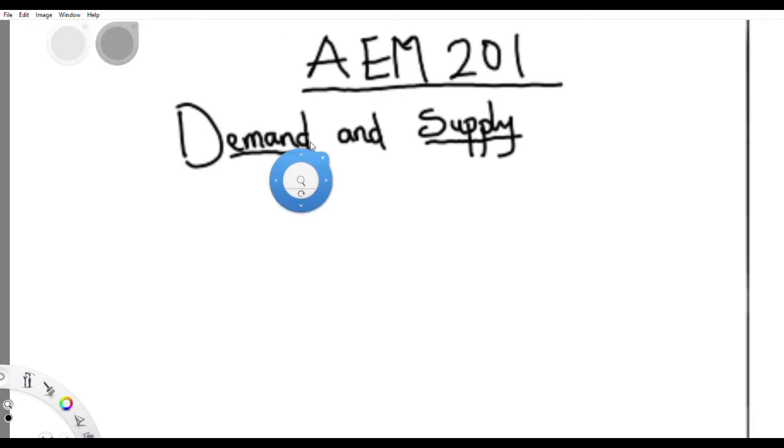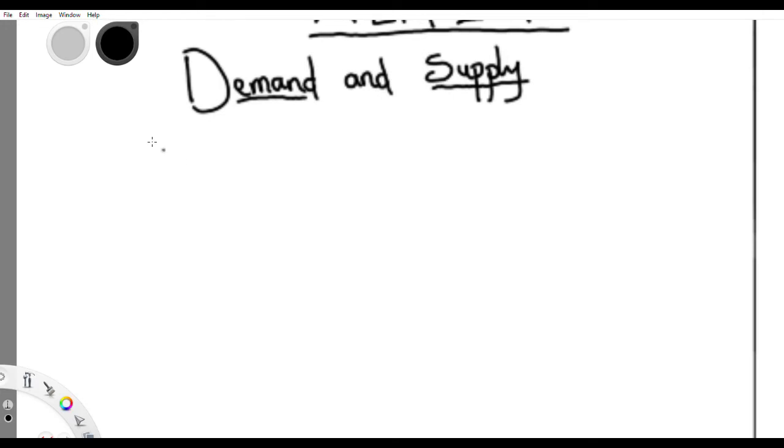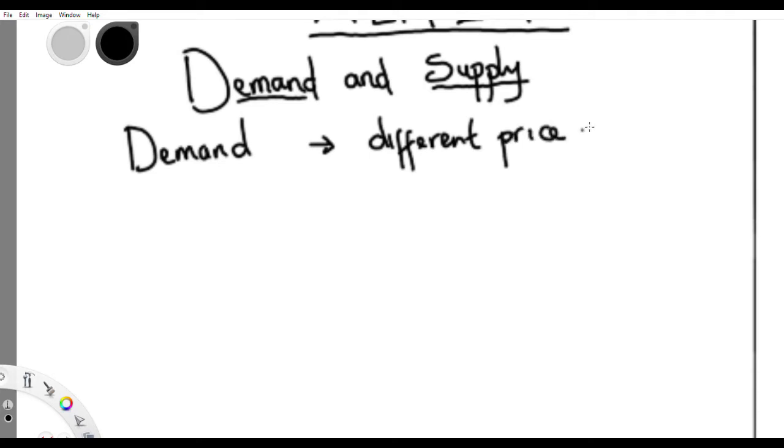Okay, firstly, what is demand? Demand is just the willingness of a buyer to buy commodities or goods at different price range. The very important thing there is the different price range, because there's a difference between demand and quantity demanded. Demand is at all levels of prices, but quantity demanded is at a certain price.